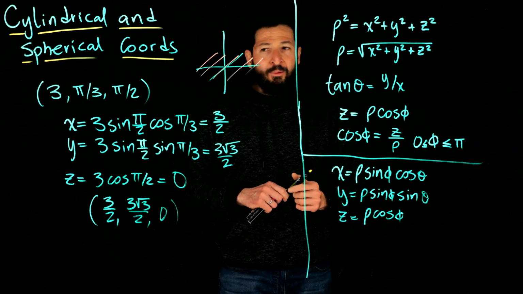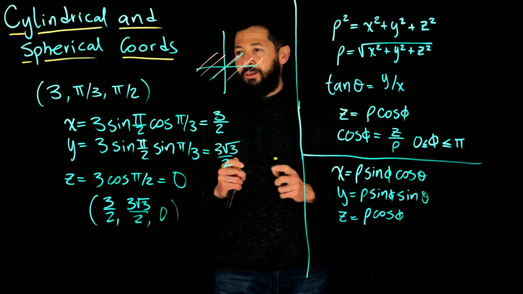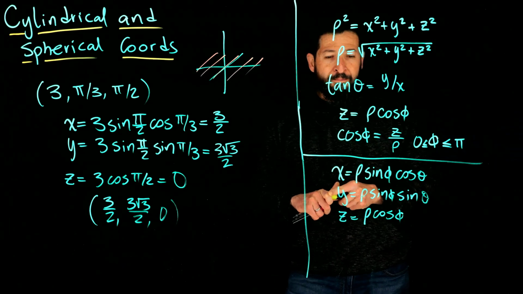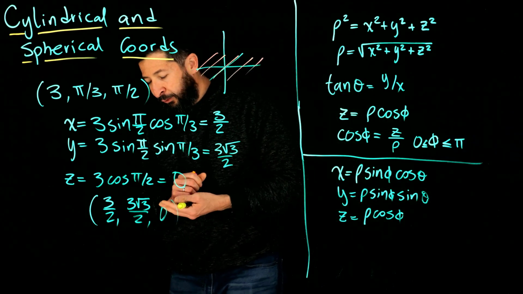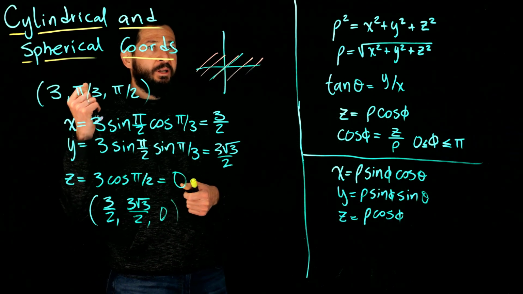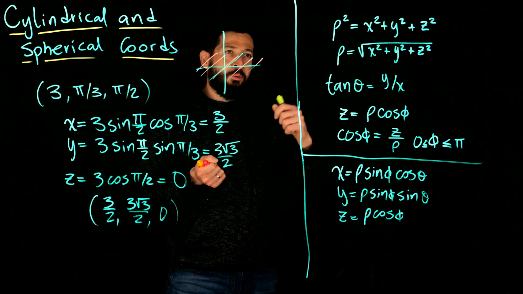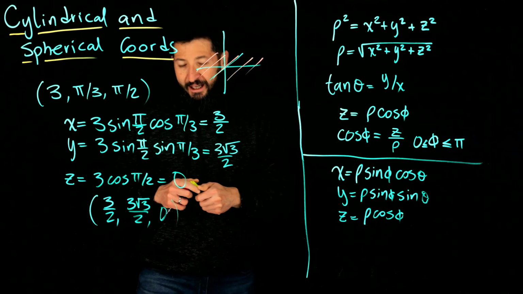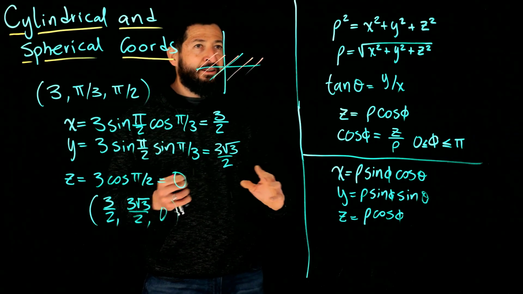All right, so that was that. So not very difficult. So now let's erase here and let's find out what the formulas would be to convert from cylindrical to spherical, and vice versa. All right, so let me erase here and I'll be right back.